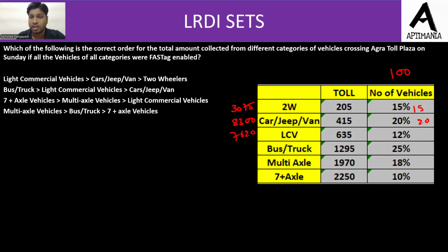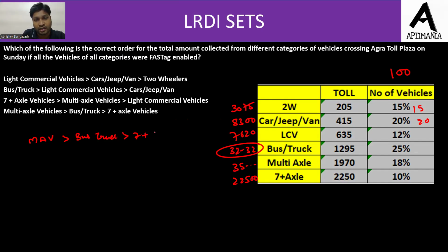Now let us do some rough calculation. So this is approximately 1300 into 25%. That will make it somewhere around 32,000, 33,000. Multi-axle vehicle is approximately 2000 into 18, so that will be somewhere around 35,000. And 7 plus is 22,500. So we need to find the order. In order we can simply check that multi-axle vehicles are the ones paying the highest toll, followed by bus and truck, further followed by 7 plus axle vehicle. Then we have car, jeep, then LCV, and last two-wheelers.